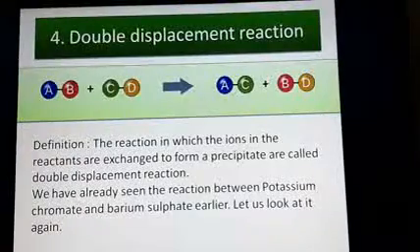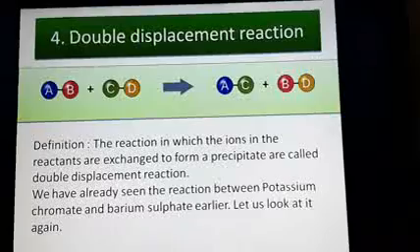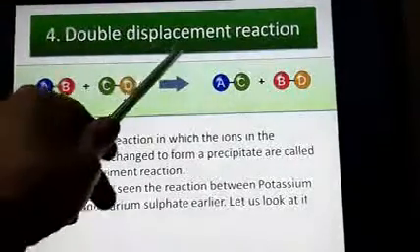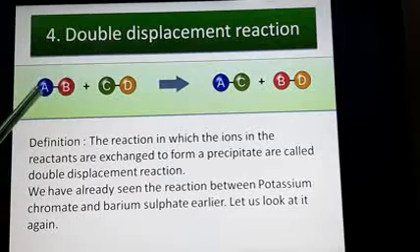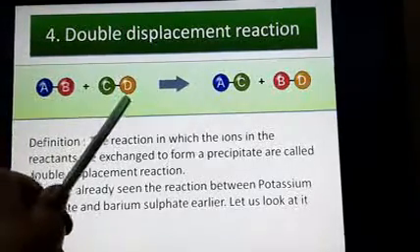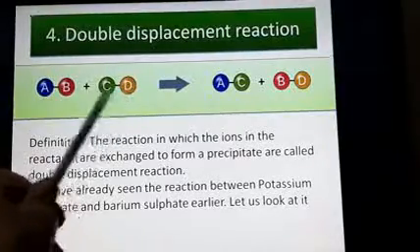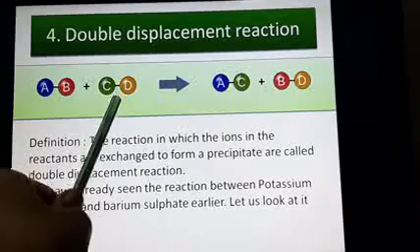We are seeing also the fourth type of reaction, which is double displacement reaction. So remember, double displacement means two displacements are taking place at the same time. So for this reaction, here you've got two compounds. Earlier we had taken one compound with one element. Now we have taken two compounds because there's a bond here between A and B. This is one compound, and C and D, there's one compound.